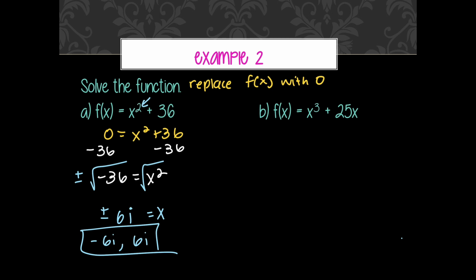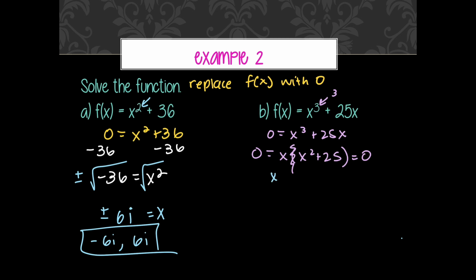B says f of x equals x to the third plus 25x. So I know that there are 3 roots. 0 equals x to the third plus 25x. I can factor out an x here. And the left side can be solved, and then the right side can be solved separately, not factored further because, again, it's not the difference of 2 squares.